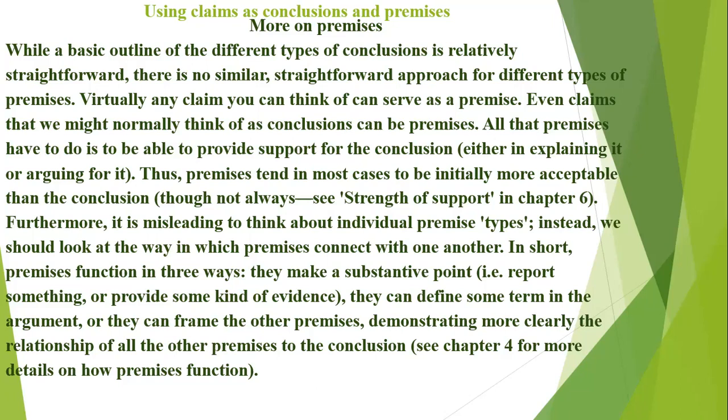Furthermore, it is misleading to think about individual premise types. Instead, we should look at the way in which premises connect with one another. In short, premises function in 3 ways. They make a substantive point, i.e. report something, or provide some kind of evidence. They can define some term in the argument, or they can frame the other premises, demonstrating more clearly the relationship of all the other premises to the conclusion. See Chapter 4 for more details on how premises function.